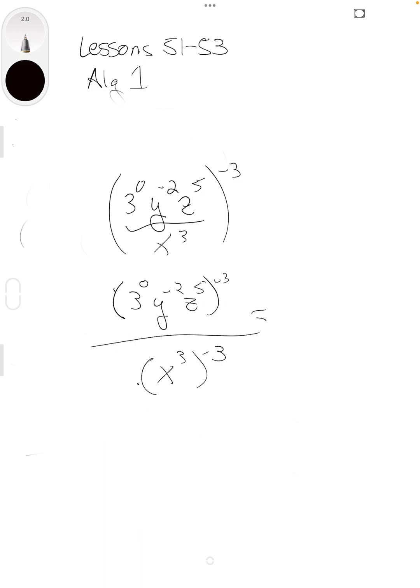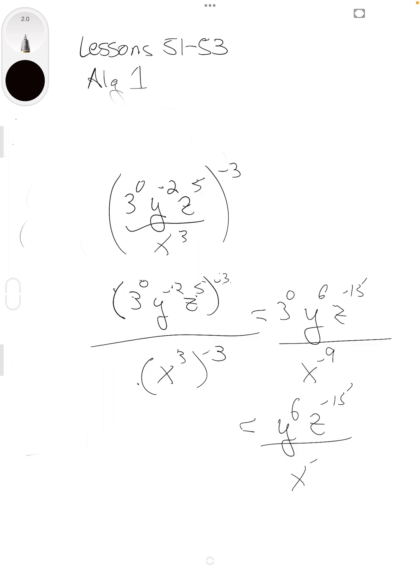Now, using my rules, where I have something to a power to something else, well, what's 0 times negative 3? 0. So this becomes 3 to the 0. And then negative 2 times negative 3 is 6. Negative 3 times 5 is negative 15. And here, negative 3 times positive 3 is negative 9. So 3 to the 0 is 1. So y to the 6th, z to the negative 15, x to the negative 9.